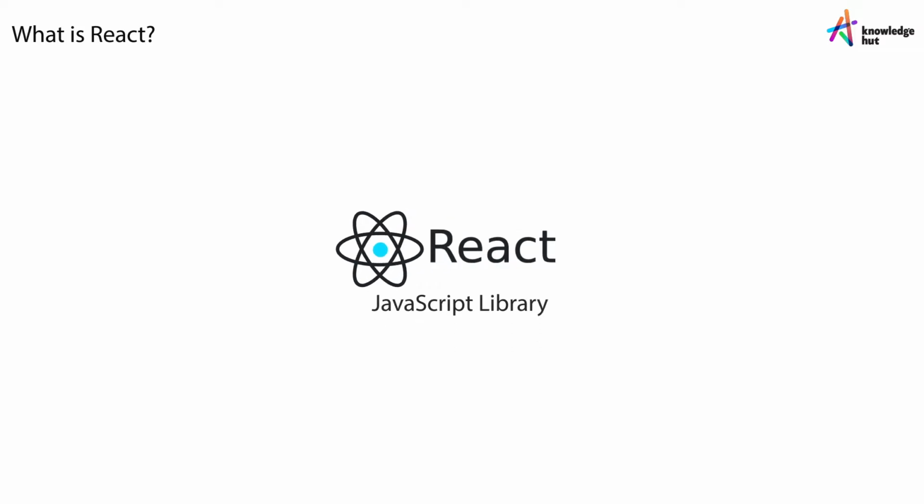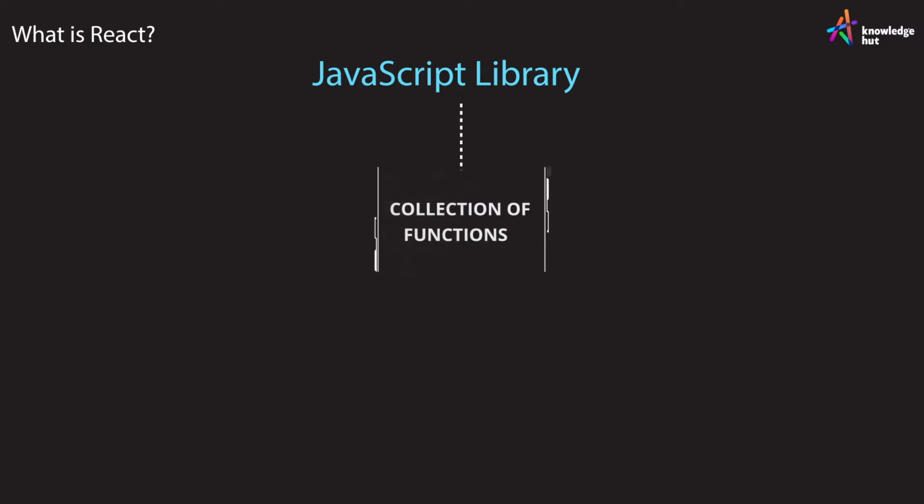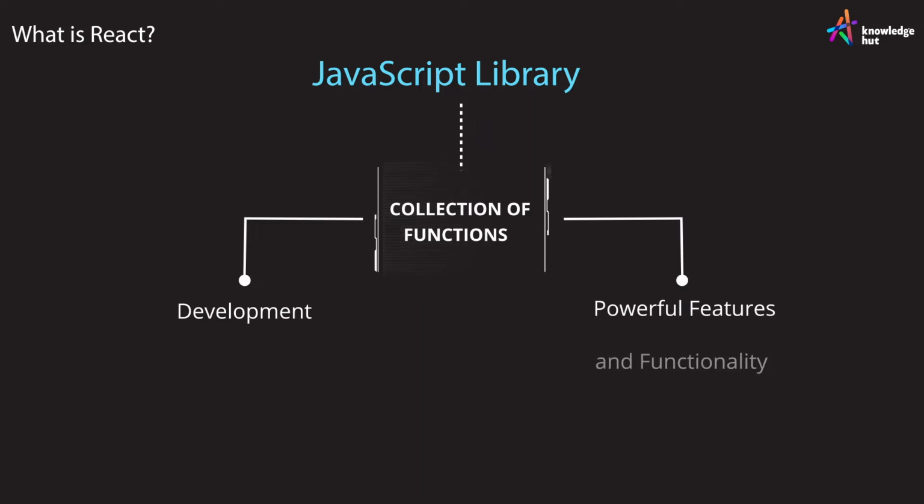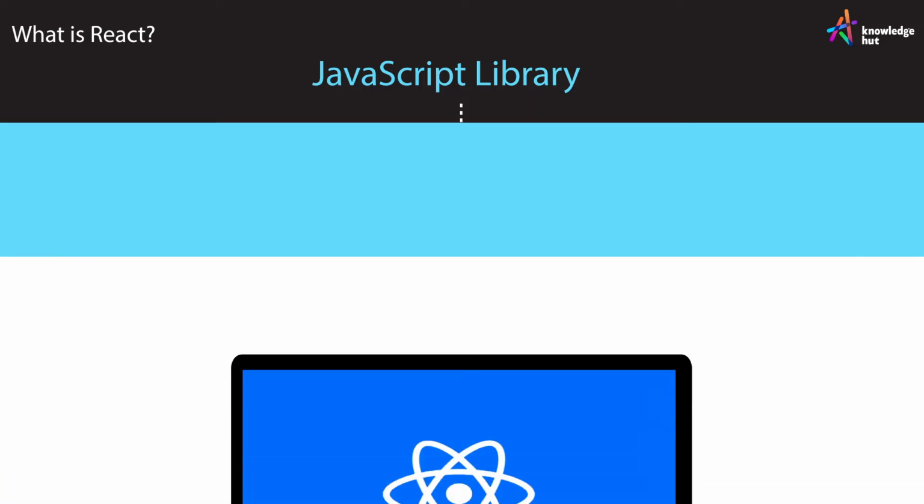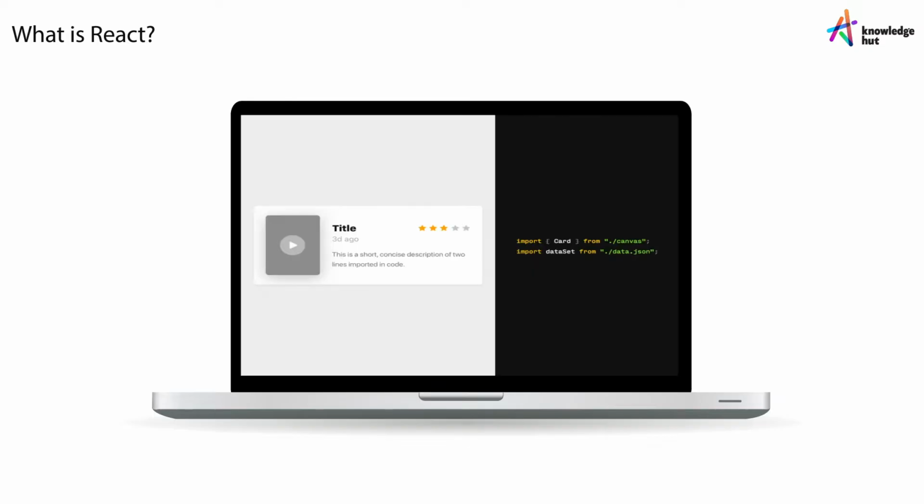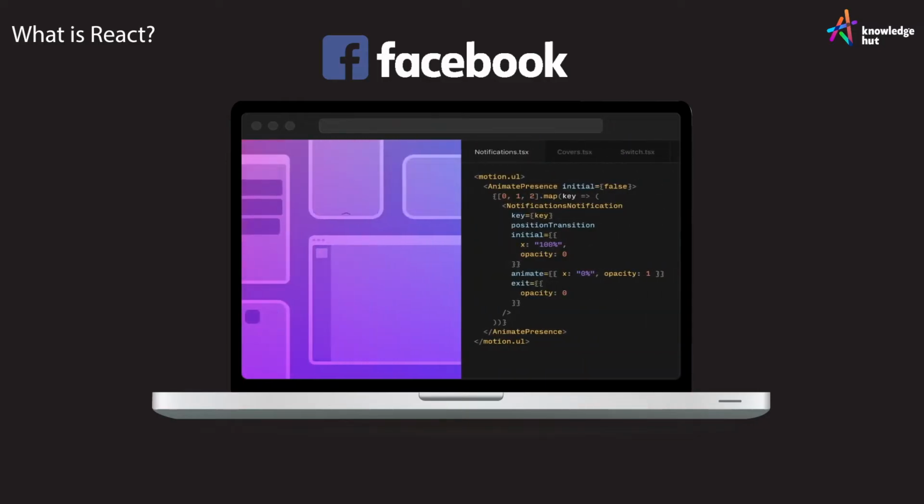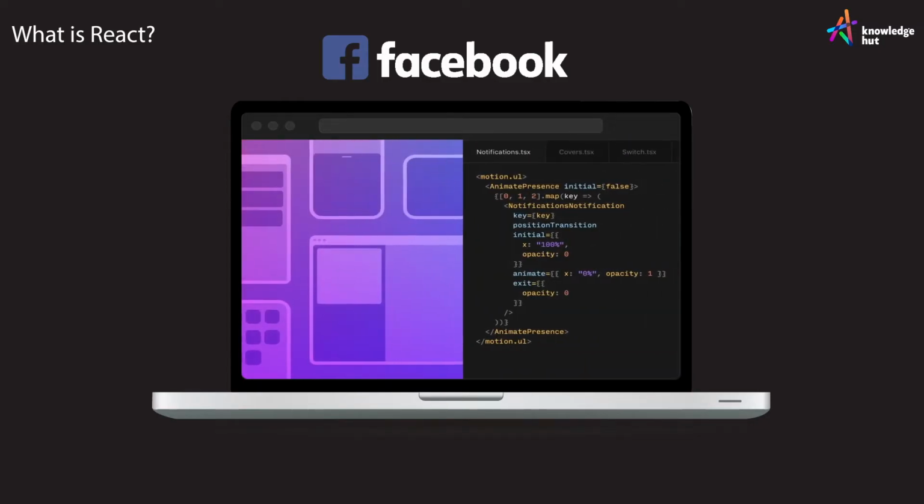React is a JavaScript library by Facebook. A JavaScript library is a collection of functions that you can use to simplify development and to introduce powerful features and functionality to your project. React is used to design highly performant user interfaces and applications. Facebook designed React to solve common design and performance roadblocks.